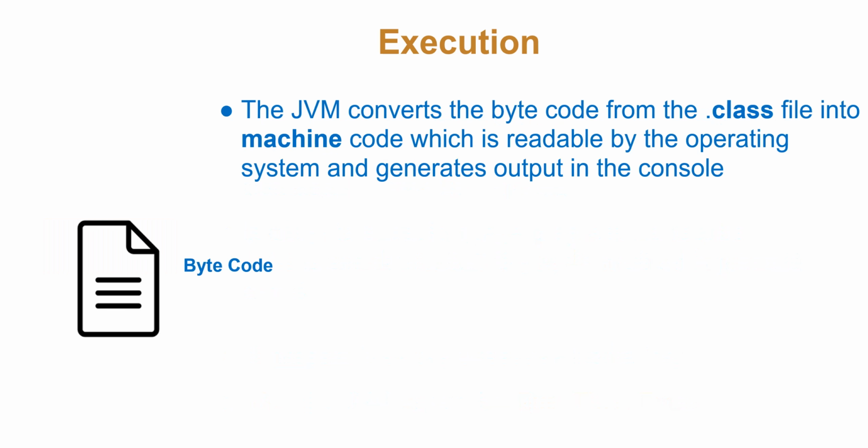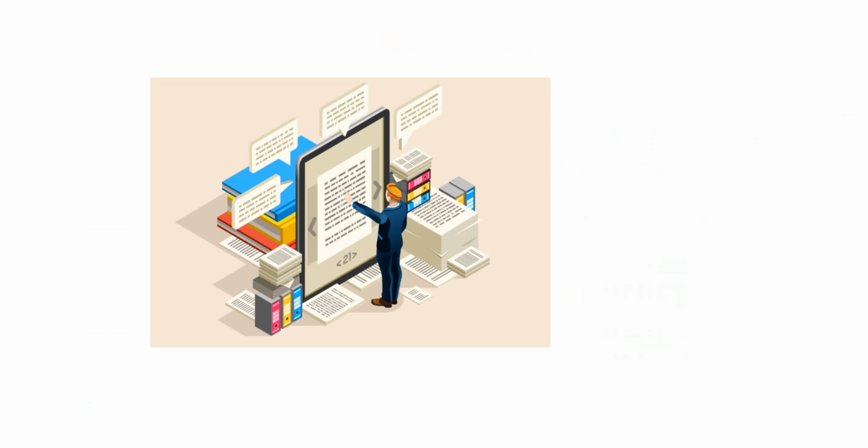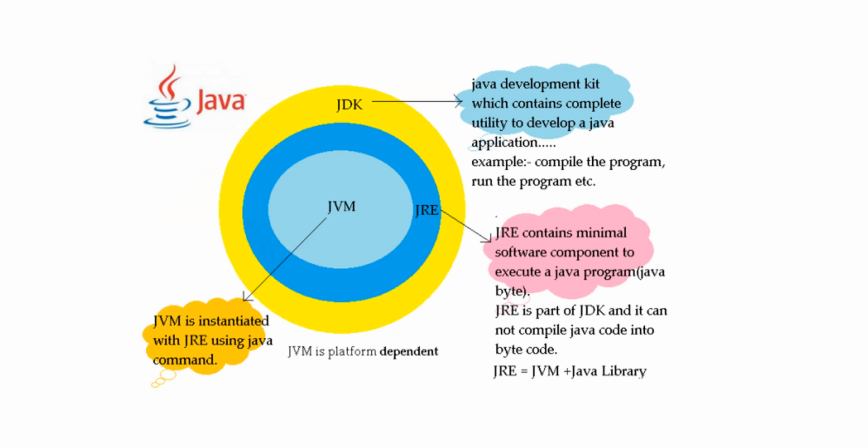During execution, the JVM converts the bytecode which is present in the .class file into machine code, which is readable by the operating system, and generates output in the console. And this process is very similar to a result publishing process. In this video, we have come across certain terms such as JDK and JVM, so let's elaborate on them at a high level. So let's start with JDK.